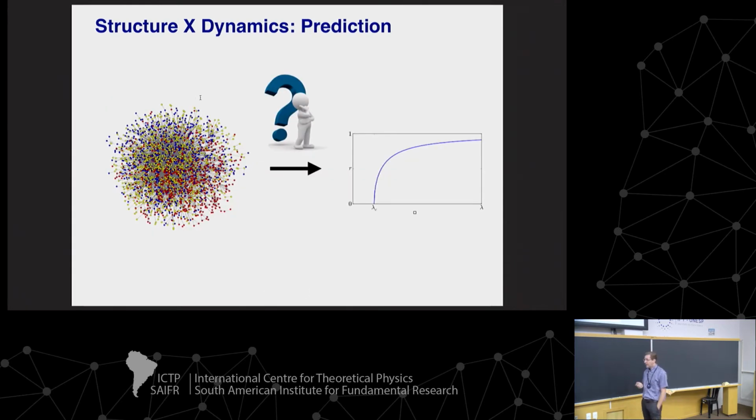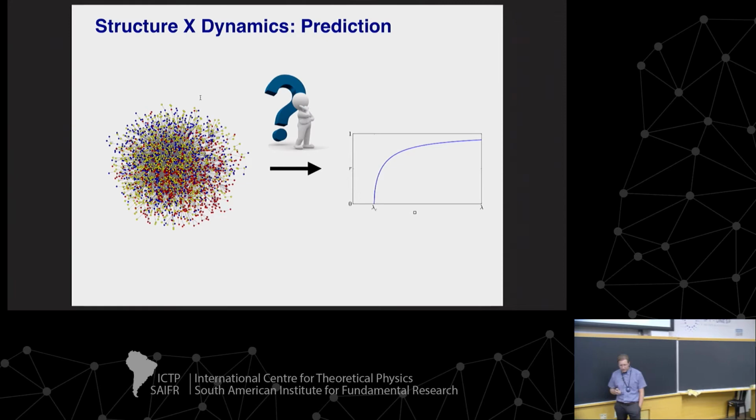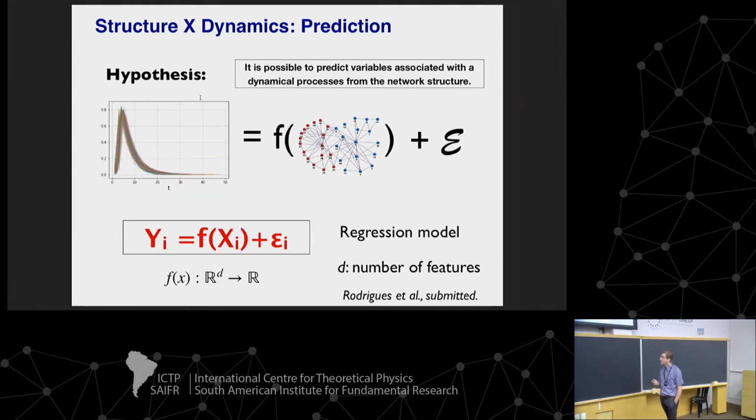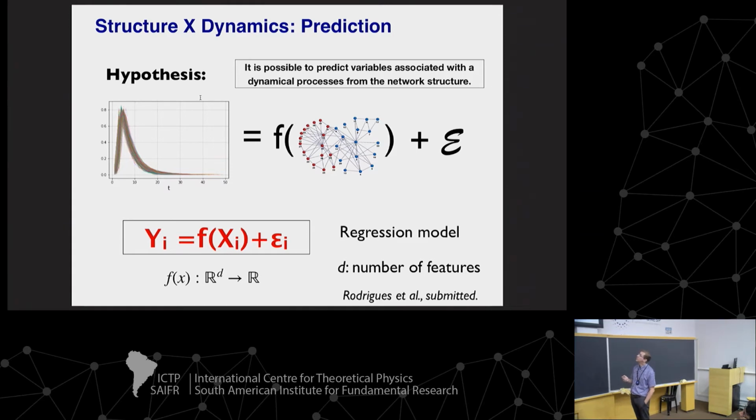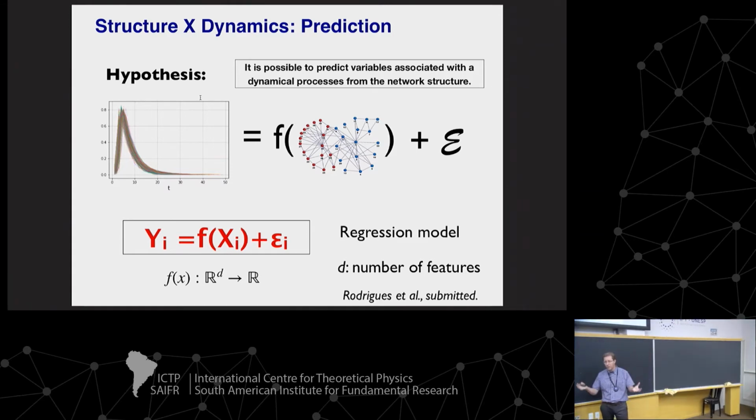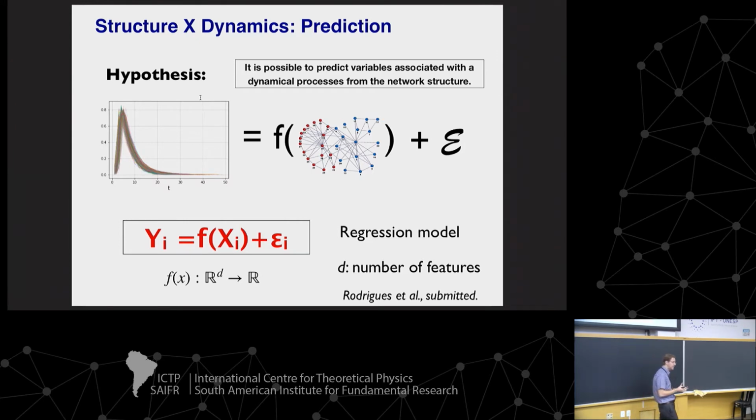Okay, so this is inference, but we are also interested in prediction. In prediction, the idea is more or less the same, but we have some limitations. For instance, what we want to do here, instead of performing the inference on the whole network, is to predict the evolution of each node.